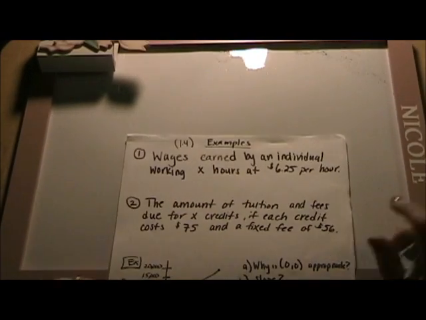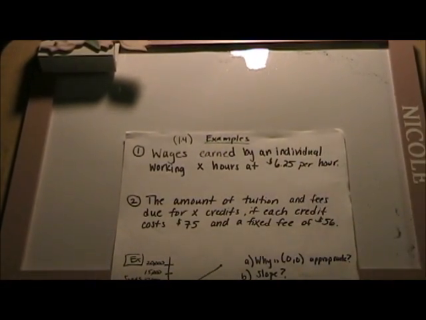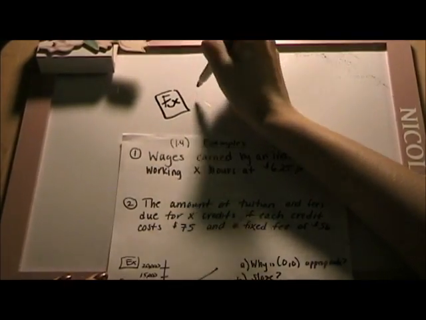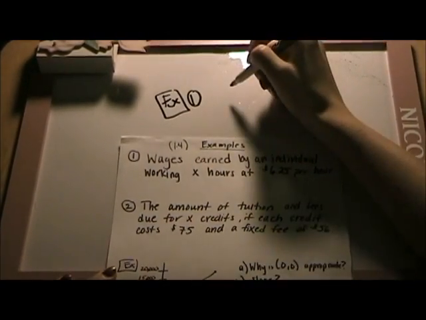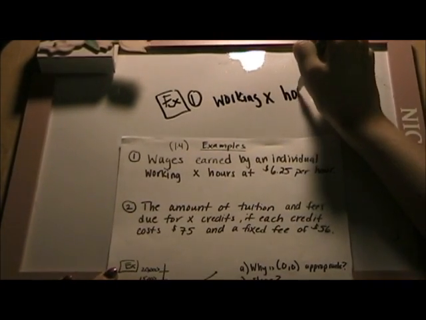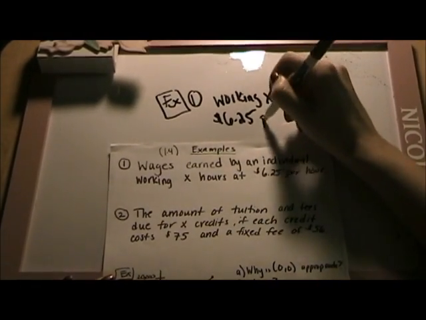Let's look at some word problems. So the first one here, example 1, we have wages earned by an individual working x hours at $6.25 per hour. So we're talking about working x hours, and the rate is $6.25 per hour.